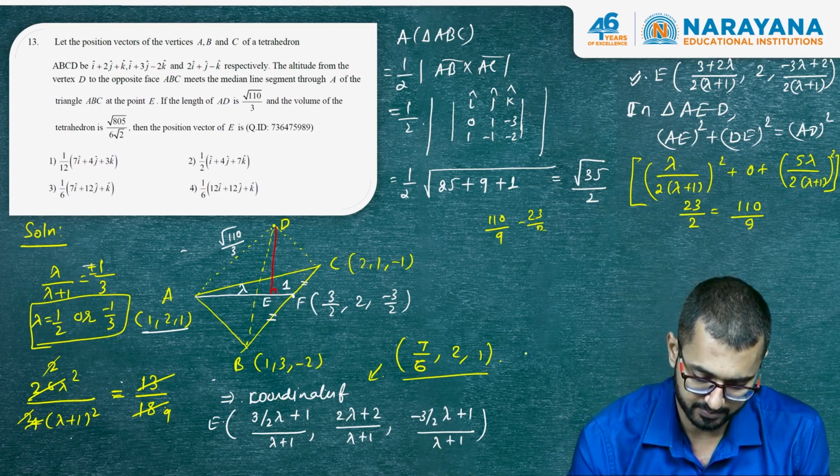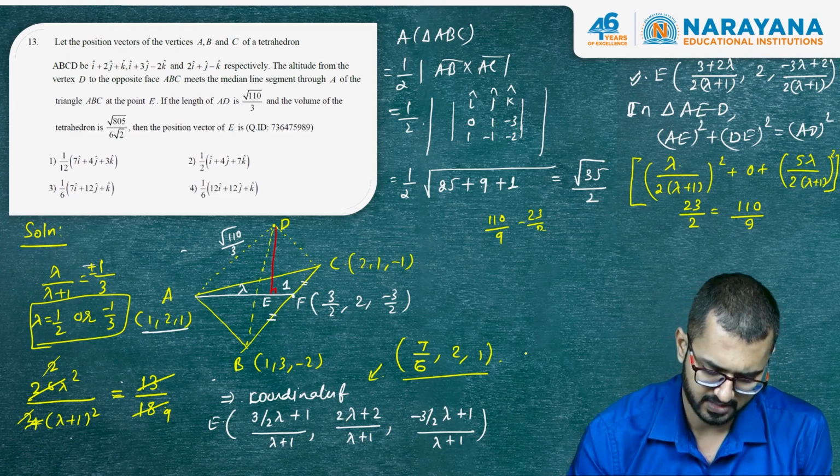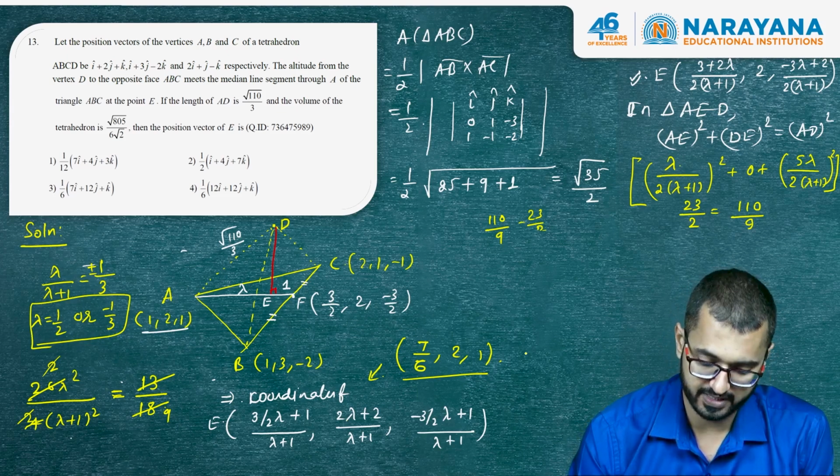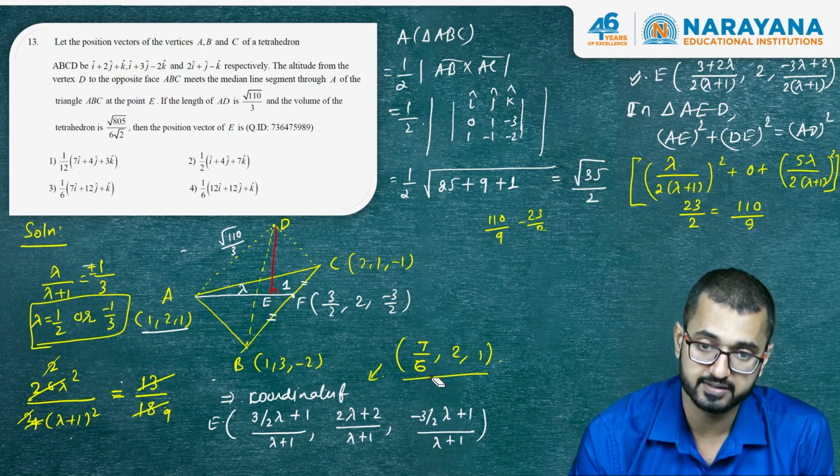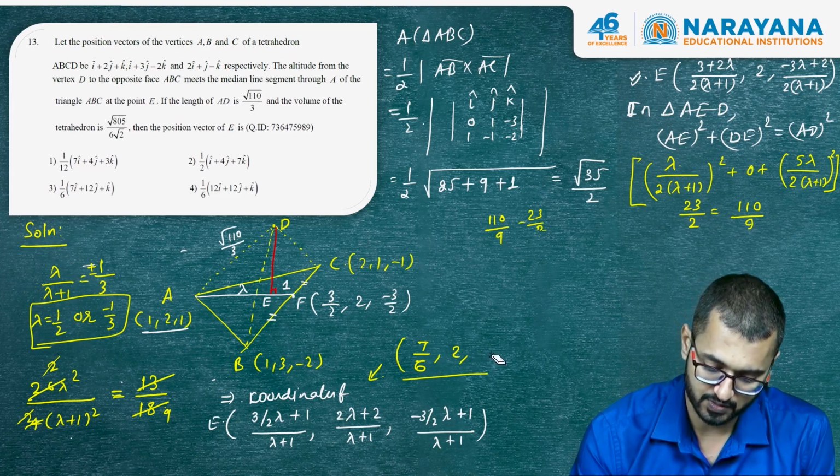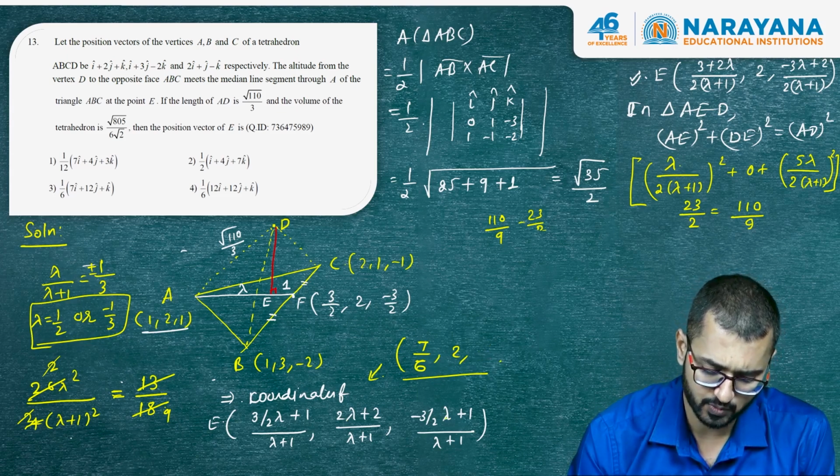So this will be, no, this is not 1. Coordinates of E we are trying to find out. So one of them is going to be 7 by 6, and then 2, and the last one is going to be minus 3 by 2. Lambda is 1 by 2.